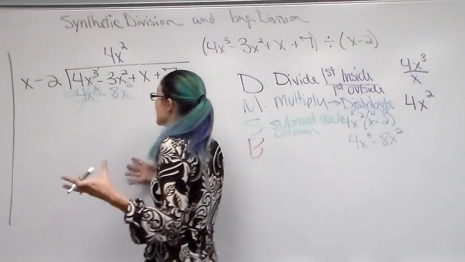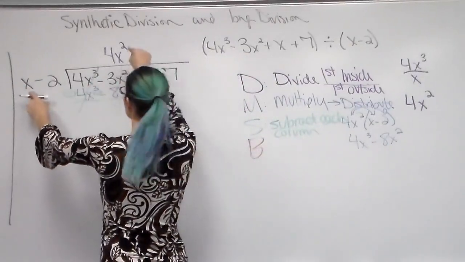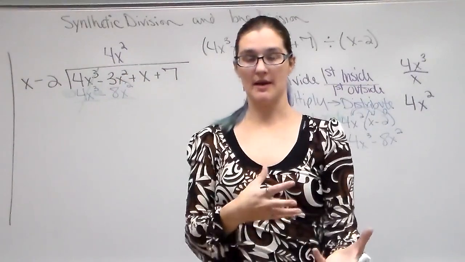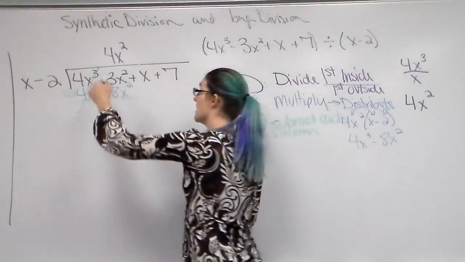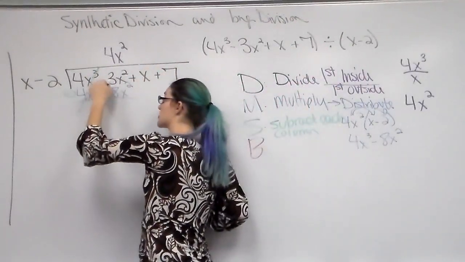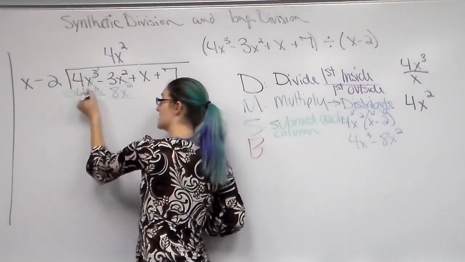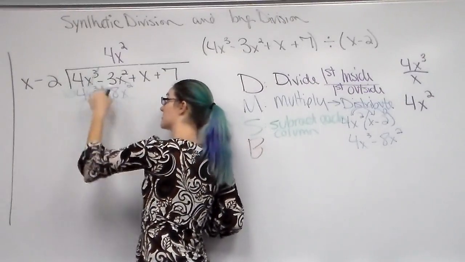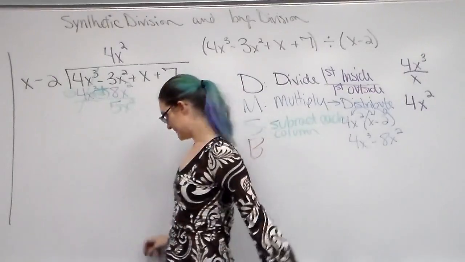Because the whole reason we did it was we did 4x cubed divided by x to get this one. And then we did this times that. It should come out to the same thing. We divided and then we remultiplied it back together. So it should always cancel out the first one. Second column, negative 3x squared minus negative 8x squared. Double negative makes a positive. Negative 3x squared plus 8x squared, 5x squared.